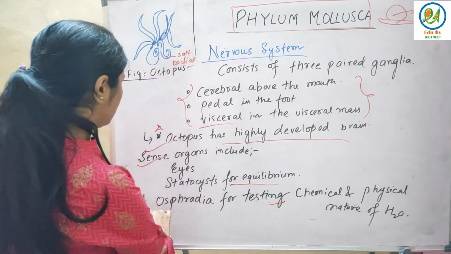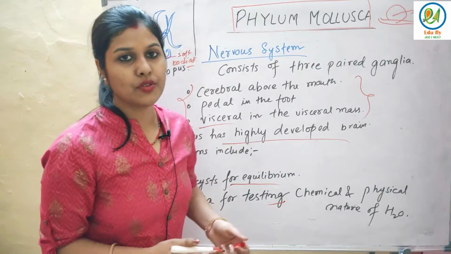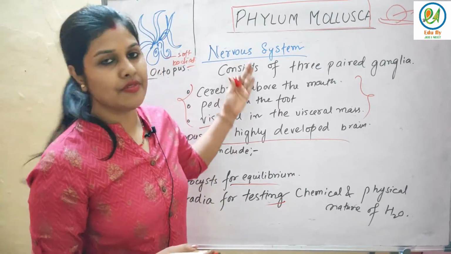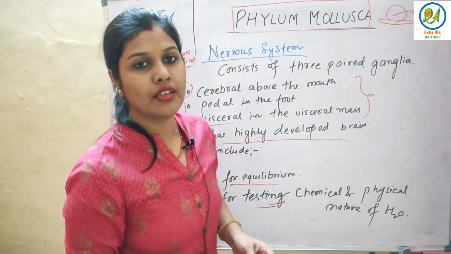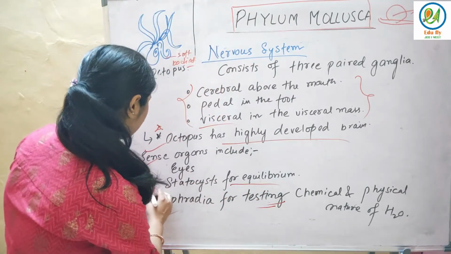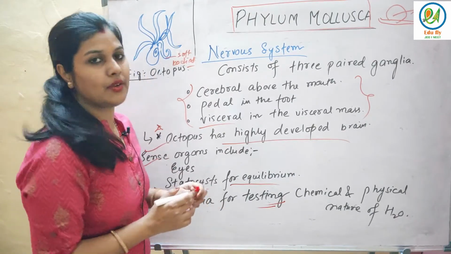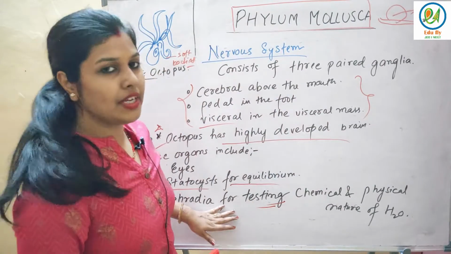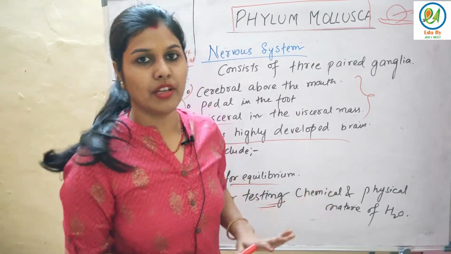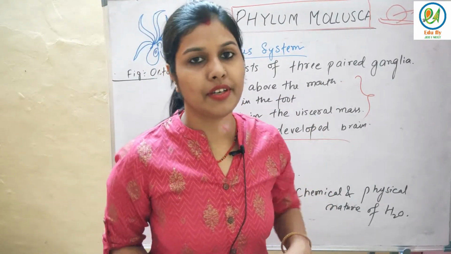So osphradium, statocyst, eyes are the sense organs; remember what the nervous system includes. Osphradium is very important. This question always comes in NEET. Osphradium and statocyst, these two terminologies are new for you. So remember osphradium and statocyst both in case of mollusk. Fine. So this was all about the nervous system.